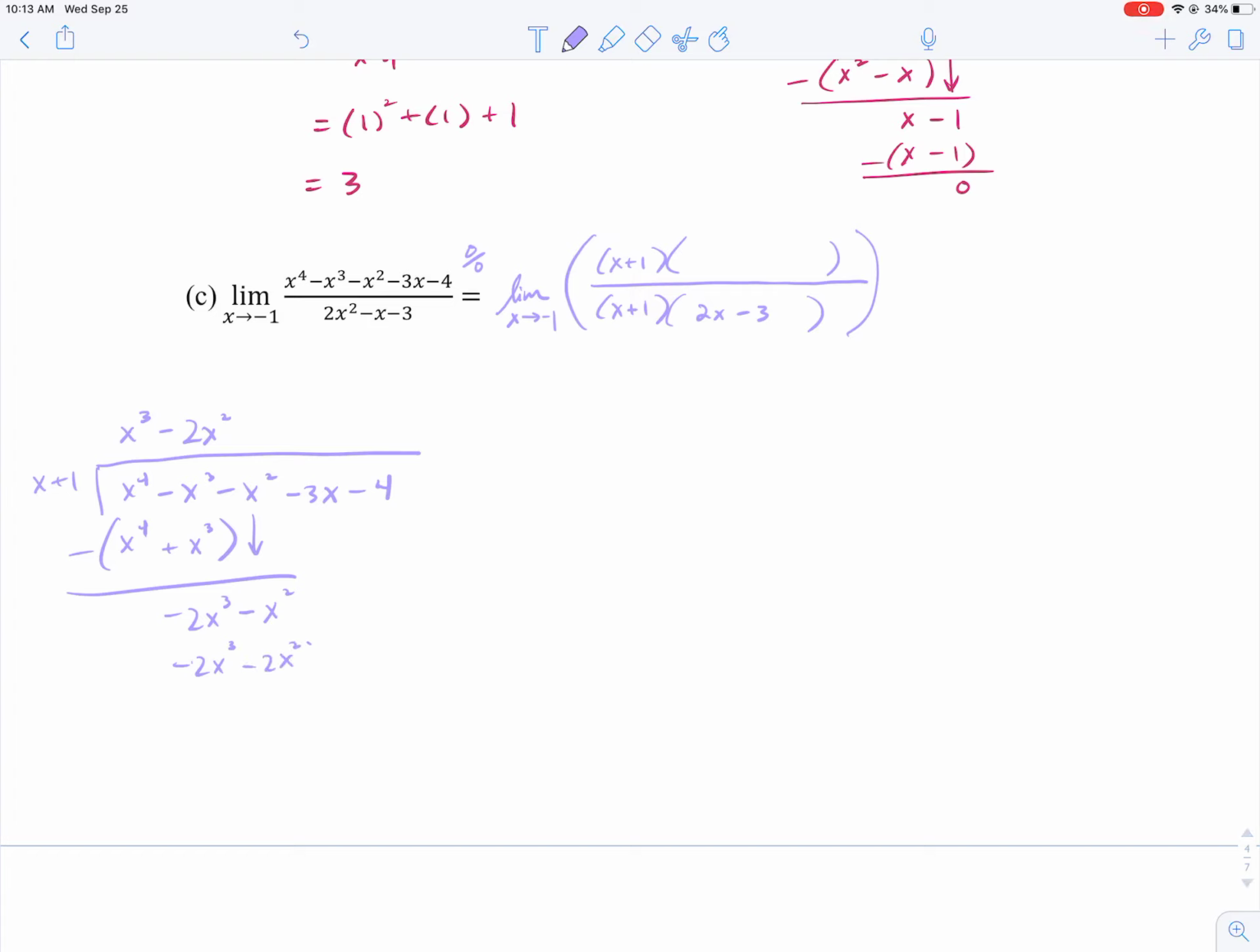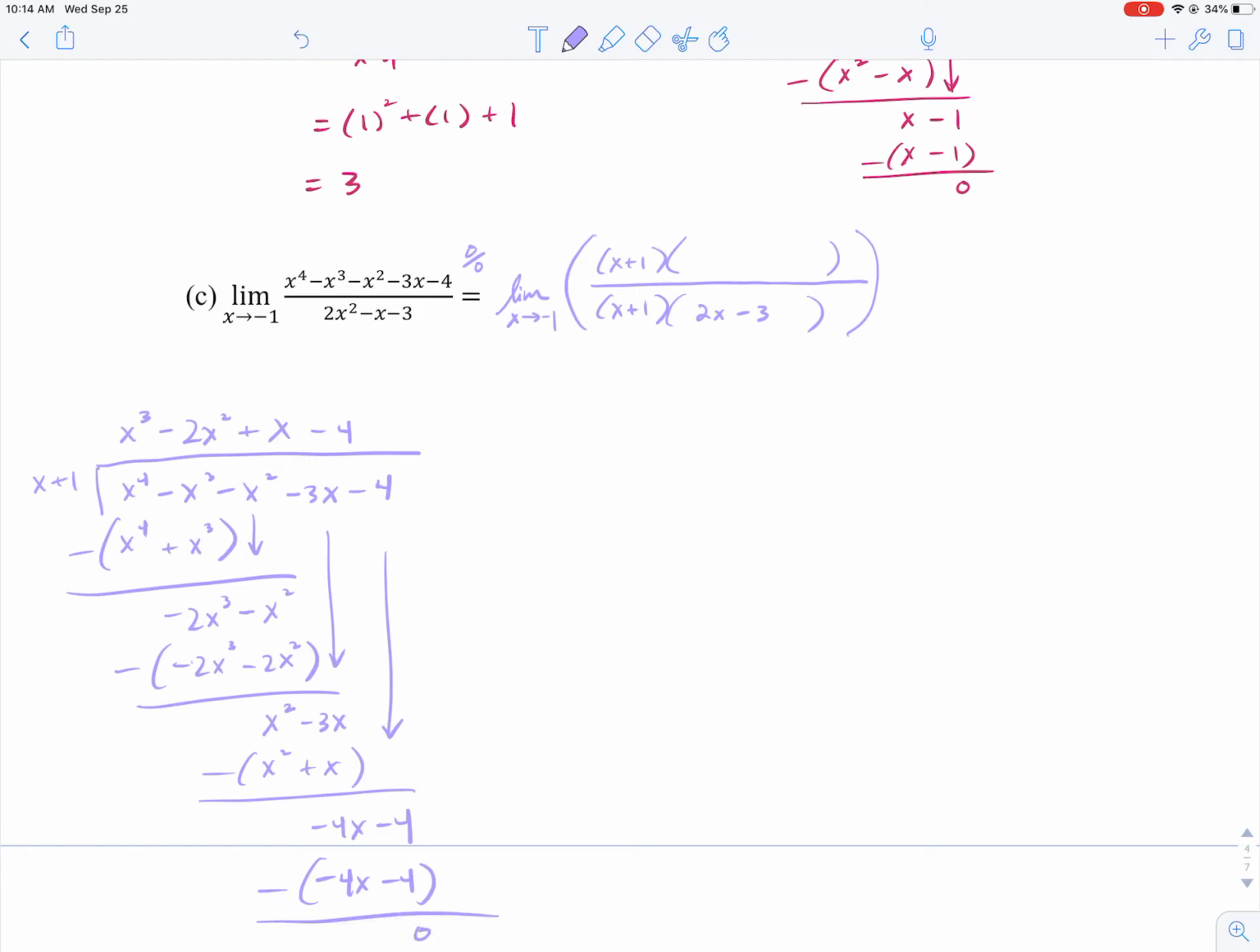Multiply and subtract. That gives me x squared. Bring the minus 3x down. So x times x gives me x squared. Subtract. And you guys know that if you get a remainder other than 0, something went wrong.